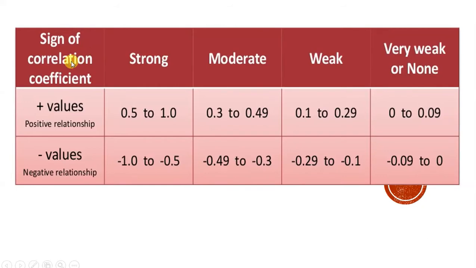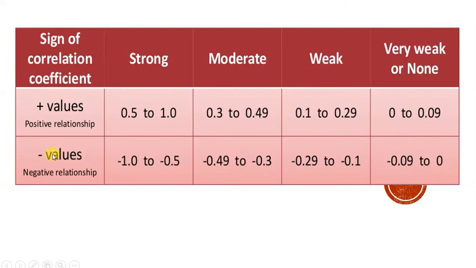Now I am discussing the sign, its value and the relationship. If the sign of the correlation coefficient is positive, a positive relation is present. A positive relation will be strong if its value lies between 1 and 0.5. The relation will be moderate if it lies between 0.49 and 0.3. It is weak when it lies between 0.29 and 0.1. It is very weak or considered non-existent at 0.09 to 0, because at 0 no relationship or no correlation is present.